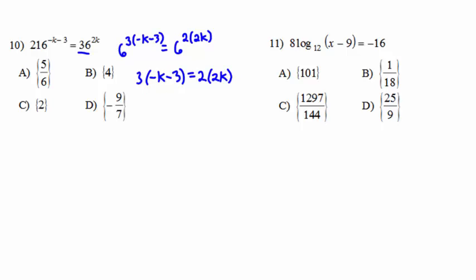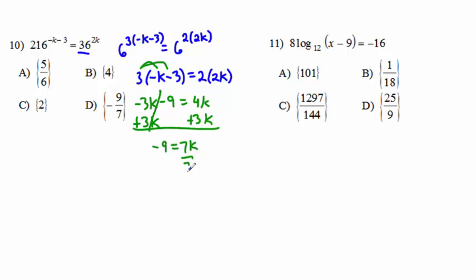and solve this like a normal equation now. So distribute, and then just multiply here, so that'll be 4k. Add the 3k over to the right, and then divide by 7. K equals -9/7.